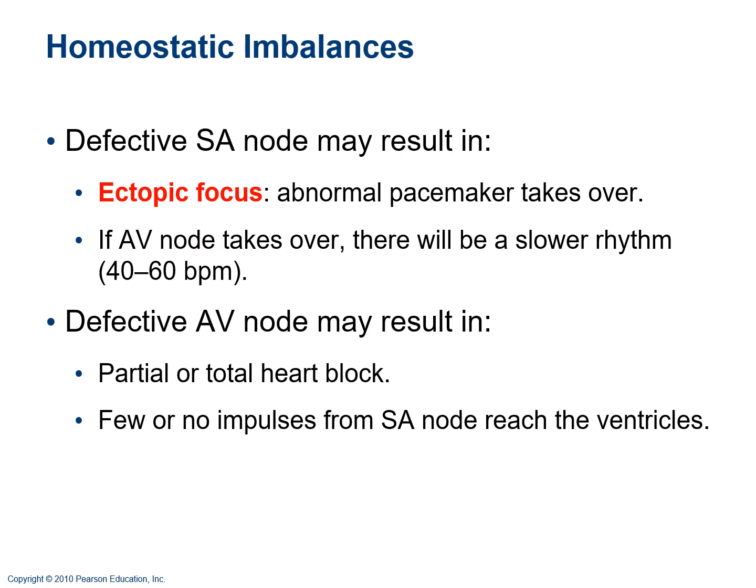A defective SA node may result in what's called an ectopic focus, meaning that an abnormal pacemaker takes over, whether that be the AV node or the AV bundle, etc. If the AV node takes over, there will be a slower rhythm, 40 to 60 beats per minute, which is not good for maintaining bodily function. However, worse than that, as I mentioned, is if something happens to the AV node, because then the transmission of the impulse can't go from the atria to the ventricle, so this results in either a partial or a total heart block. And this is when few or no impulses from the SA node reach the ventricles.